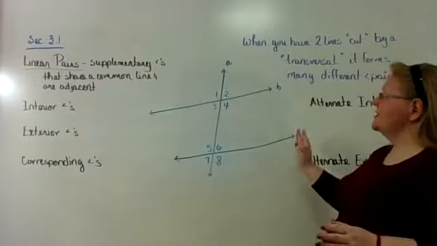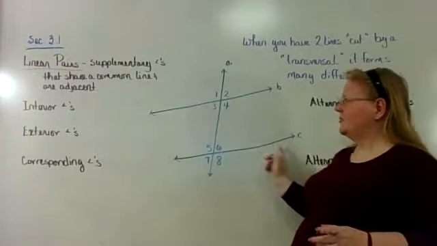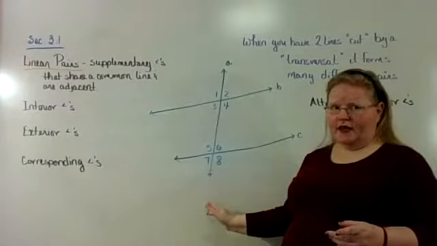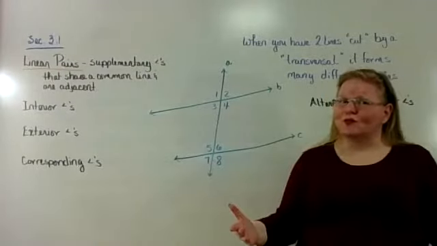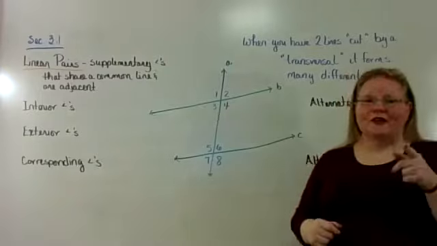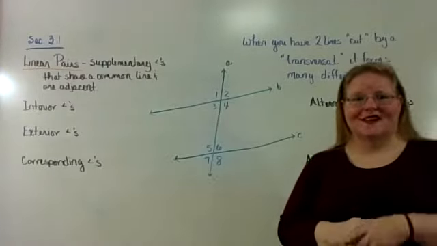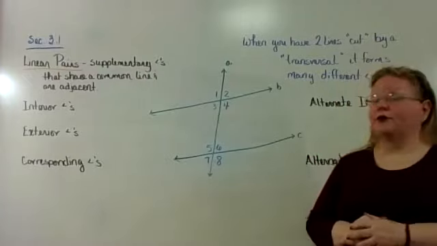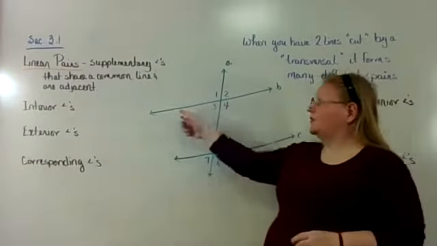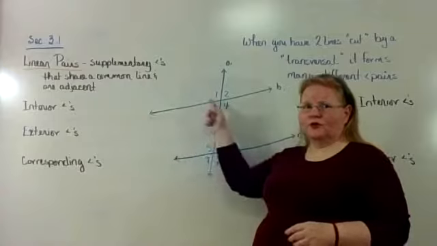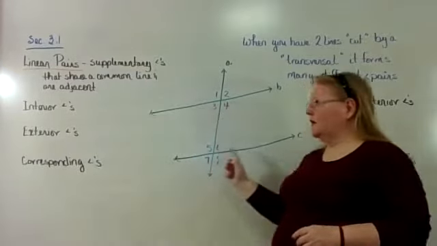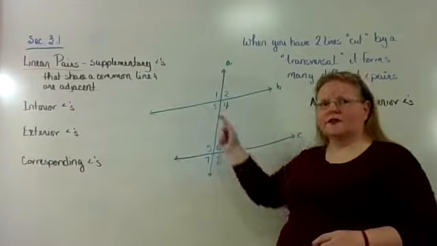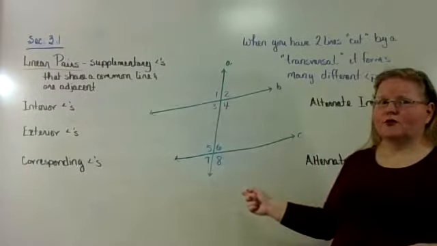So, since our two lines, which are B and C, are being cut by transversal A, you have to know which one's the transversal and which one's not. So here's the definition of a transversal. It's got to go through two lines in order to be a transversal. It can't just go through one. So we can't call B a transversal because it only goes through one line. We can't call C a transversal because it only goes through one line. So it must be A that's our transversal.